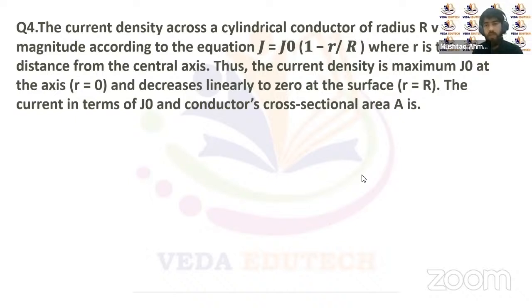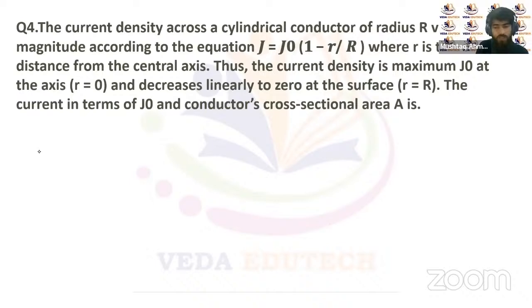We can see that if we put r equal to capital R, the current density will be equal to 0, while at r equal to 0 it is J naught, and it decreases linearly to 0 at the surface. The current in terms of J naught and the conductor's cross-sectional area A is asked. So we have to calculate the current as a function of radius r.